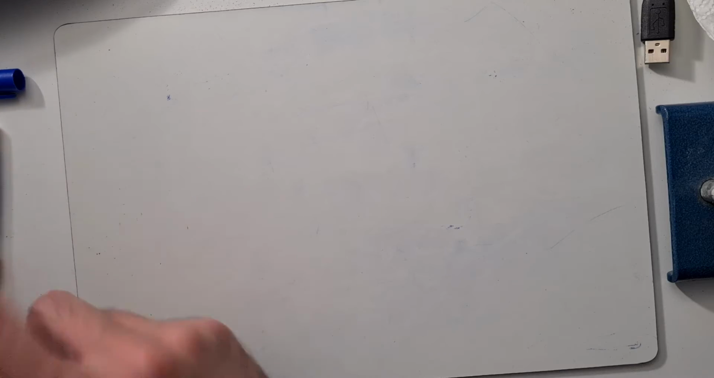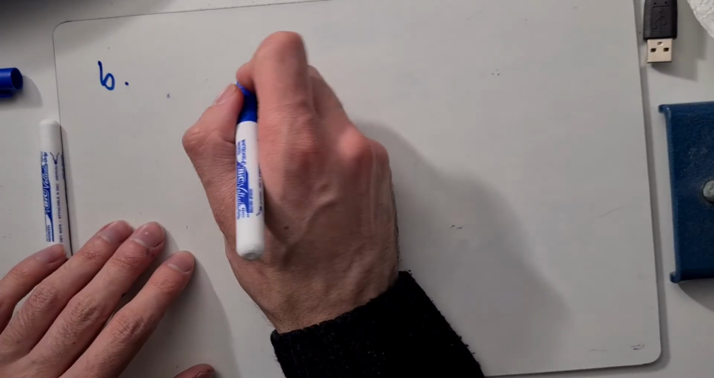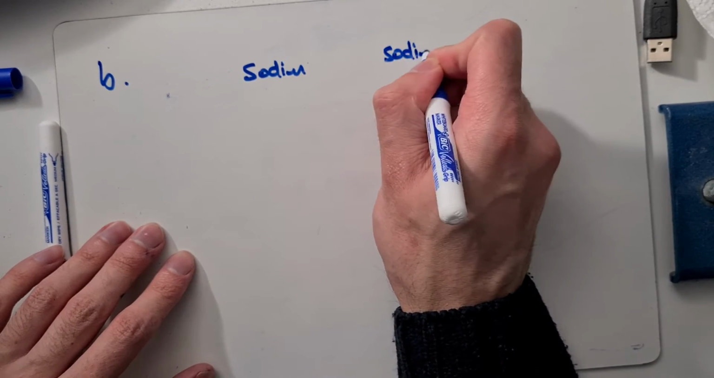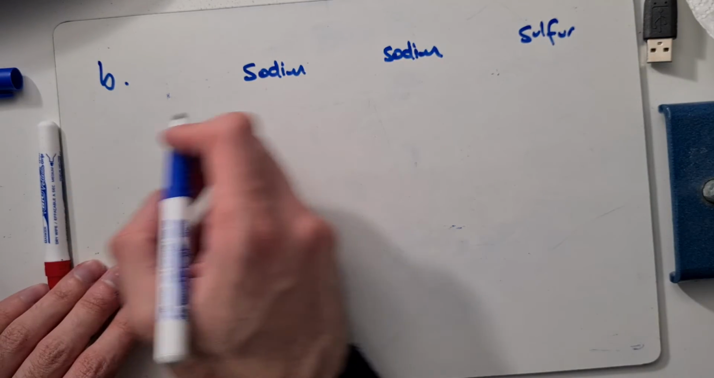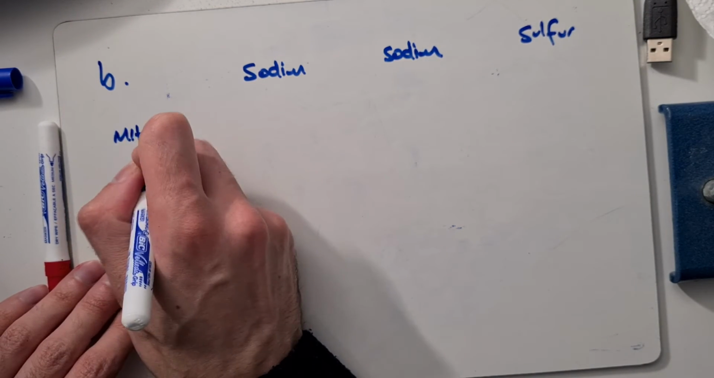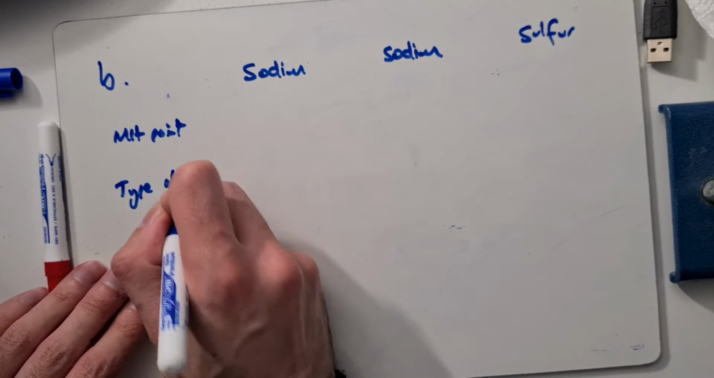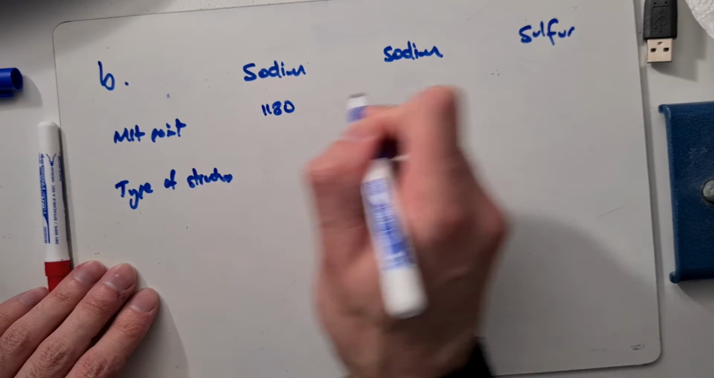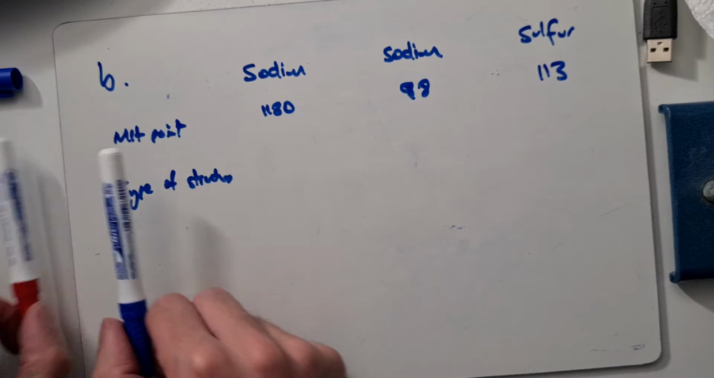In part B, the table below compares the properties of sodium sulfide, sodium and sulfur. It tells us our melting points, and what we need is the type of structure. So we've got here 1180, 98, 113.